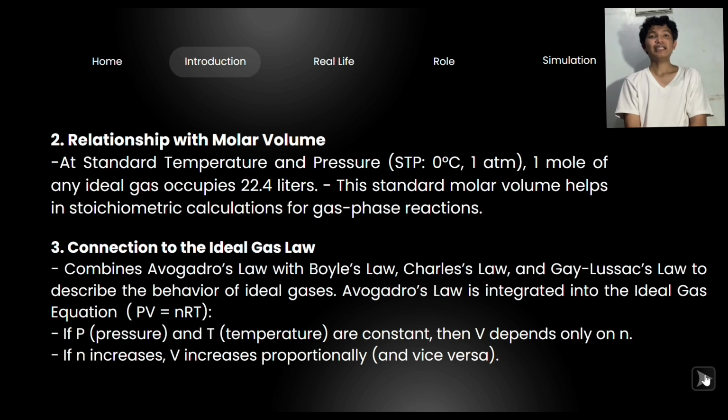Connection to the ideal gas law. Avogadro's law works alongside Boyle's, Charles's, and Gay-Lussac's laws to form the ideal gas law. When pressure and temperature are constant, the volume depends only on the number of moles. So if you increase the number of moles, the volume increases too, and vice versa.